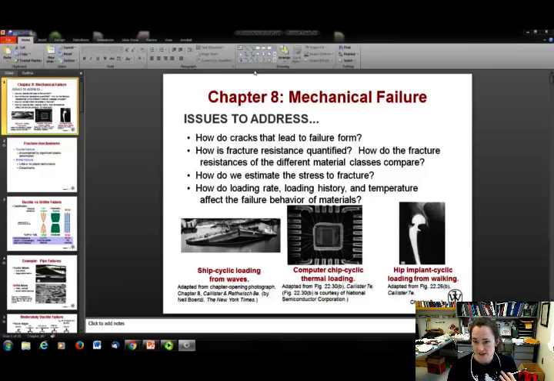And so here we can see some various failures. To the left you can see this very depressing picture of a ship that just completely broke in half. Here's a picture of a computer chip that failed due to thermal loading, and then here's a picture of a hip implant. Of course, meshing apart with the body is oftentimes one of the more challenging engineering problems that can face material scientists, tribologists, and other people that work in this field.